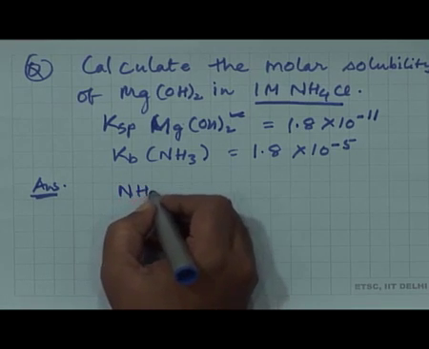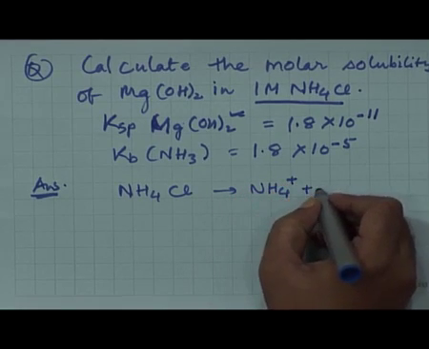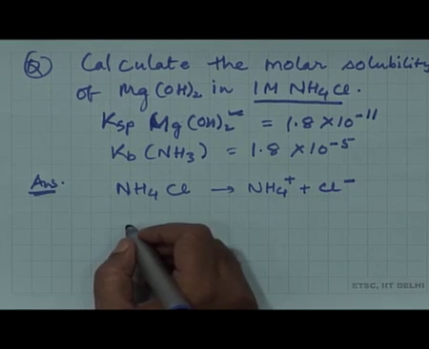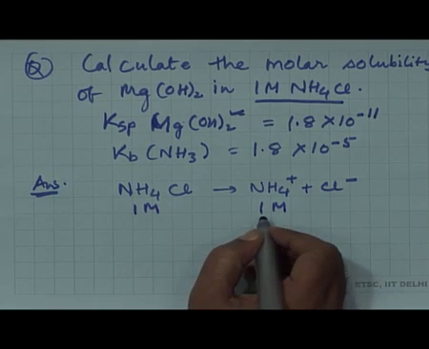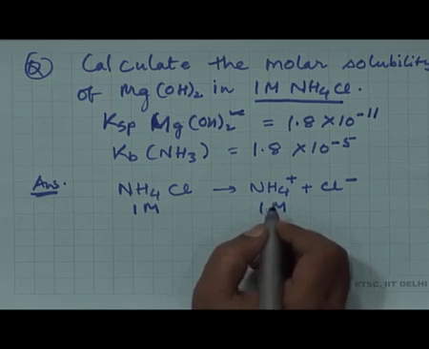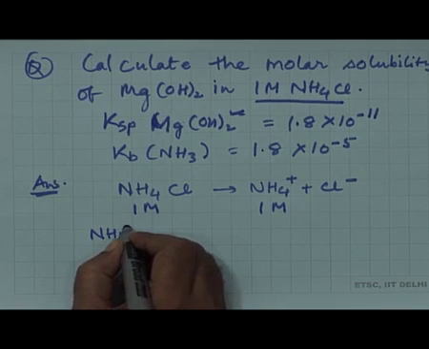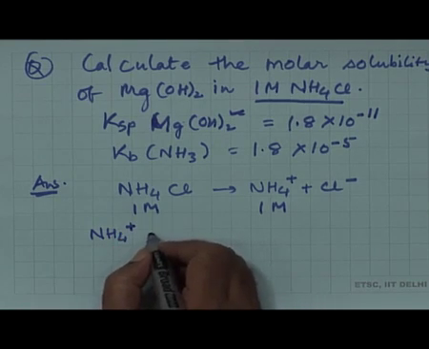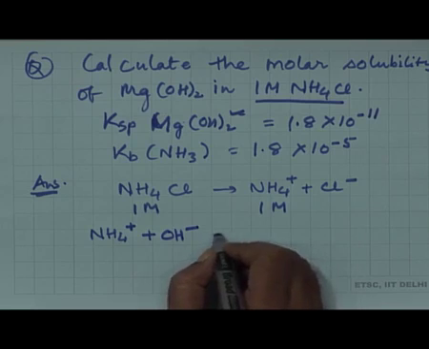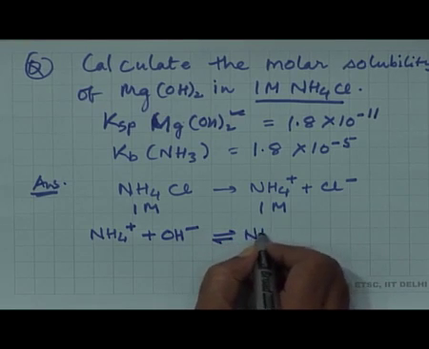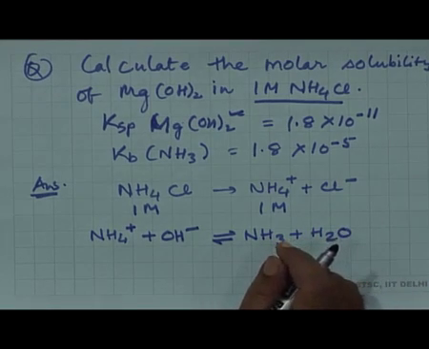So, ammonium chloride is a soluble salt, and that will give you ammonium plus chloride ion. If we started with 1 molar ammonium chloride, we will get 1 molar ammonium ion, since this is a soluble salt and there will be complete dissociation. And NH4+ will react with OH- ion to give you ammonia plus water.